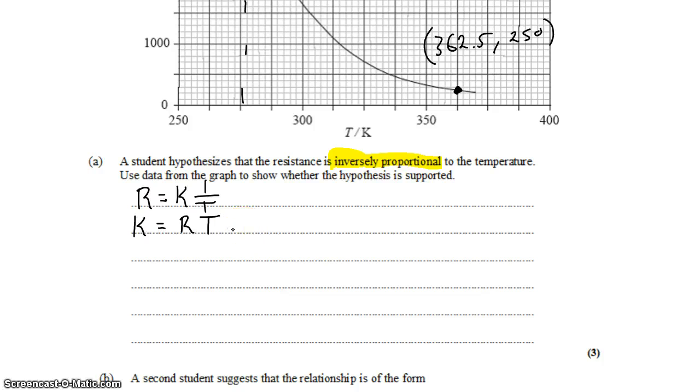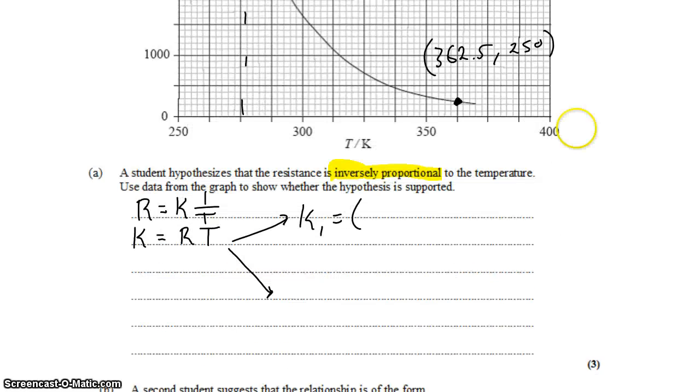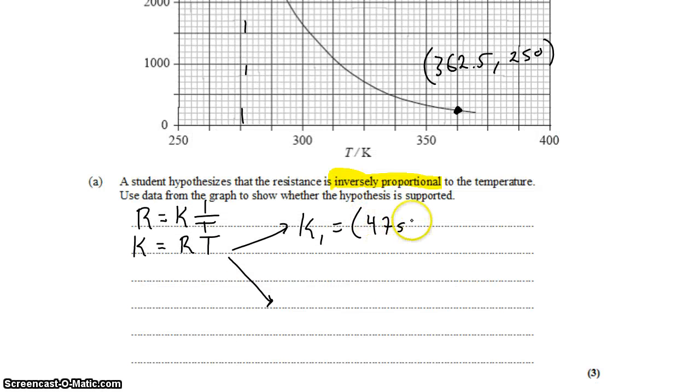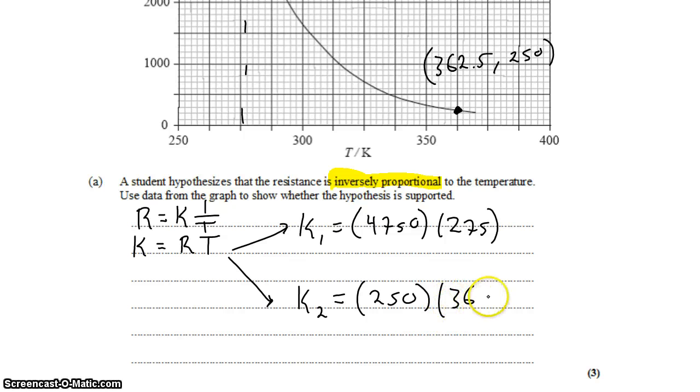What we want to do now is see if K remains constant. So for the first point, where we have 275, and for the resistance it was 4,750, is that the same as this other proportionality constant where the resistance is 250 and the temperature was 362.5? So are these the same?